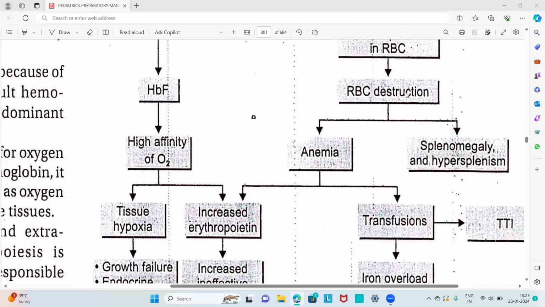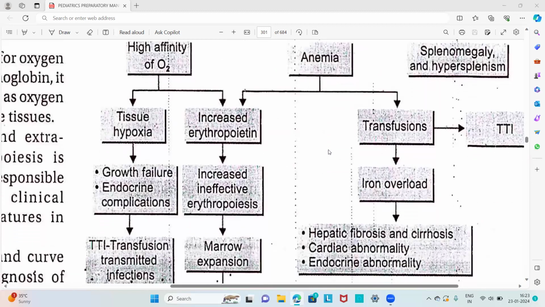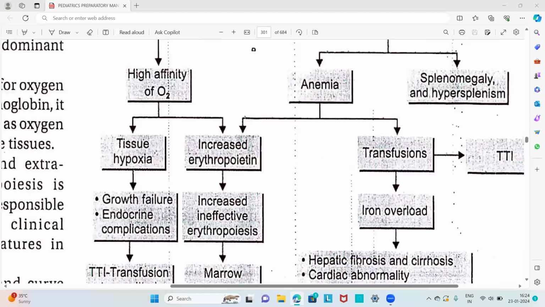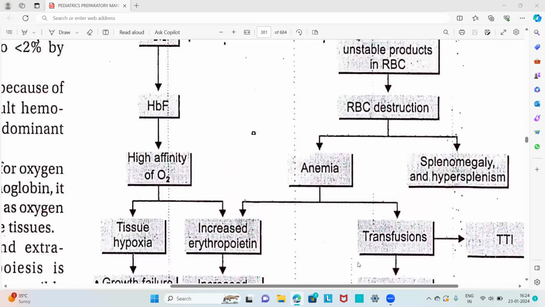Also because of this RBC destruction, there will be anemia, and because of this anemia, we have to give transfusions. Then iron overload will be there, with hepatic fibrosis and cirrhosis, cardiac abnormality and endocrine abnormality. So that is regarding this basic destruction.